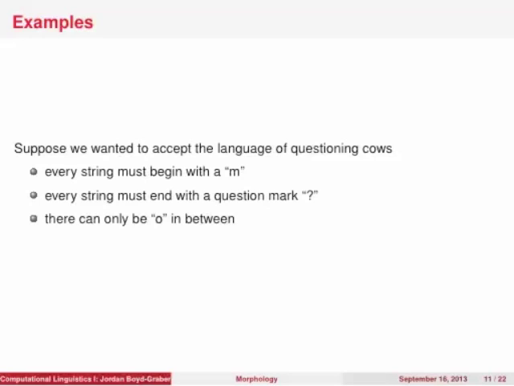Okay, so let's now do a more complicated example. Let's say that you wanted to accept the language of questioning cows. And so every string must begin with an M, and every string must end with a question mark. And there must be an O in between, but there can be any number of O's in between the M and the question mark. So, think for a second about how you would create a FSA that accepts this language using the alphabet M, question mark, and O.